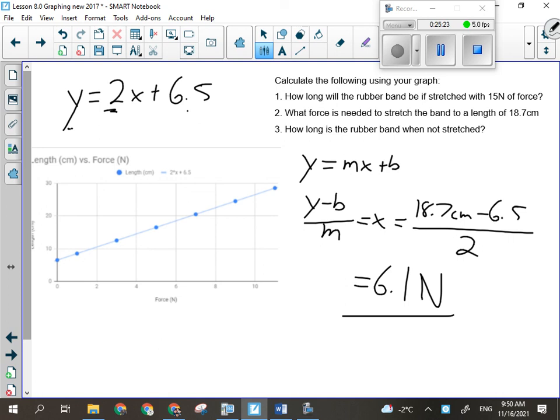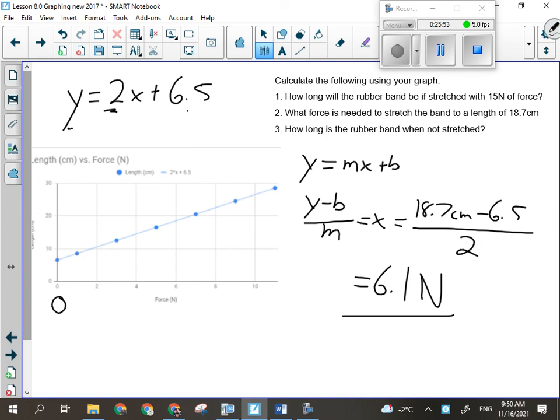B. Okay, B is our y-intercept. The y-intercept is whatever y is when x is 0. So when the rubber band is not stretched, it's 6.5 centimeters long, because there's no force on it. So its unstrained length is 6.5 centimeters. Everything after that is how long it is once I start stretching it.